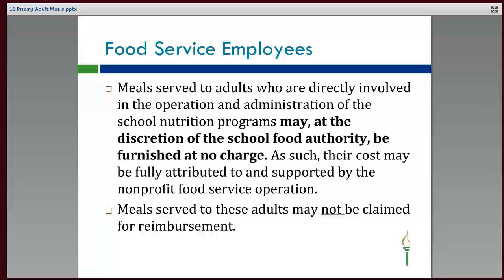Also, food service employees may be given meals at no charge. The cost of their meal may come from the food service account. However, their meals may not be claimed for reimbursement. All other adult meals must be priced at the requirements that we just went over.